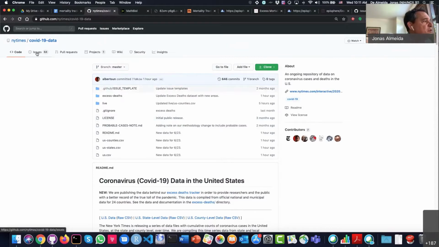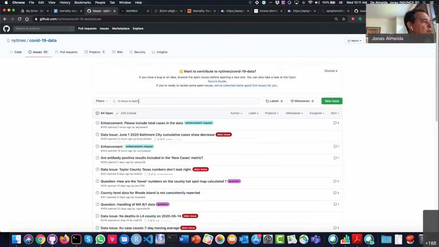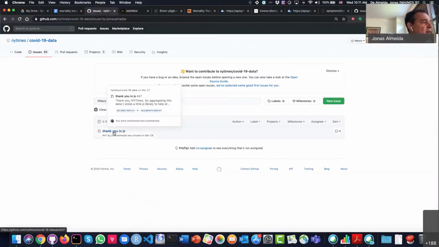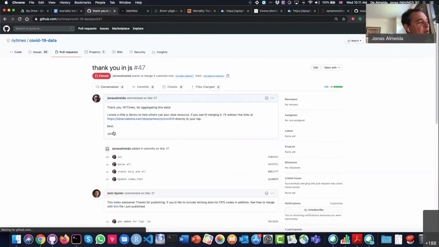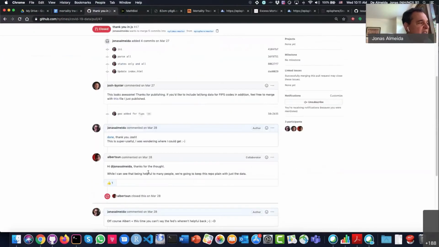Now we could go, for instance, to issues. I'm going to type my name or my GitHub username. And you find out that, well, really, we are all in the same ecosystem. So you see here my conversation with New York Times data scientists, and we are trading things. So this is one of the things I'd like to make clear.